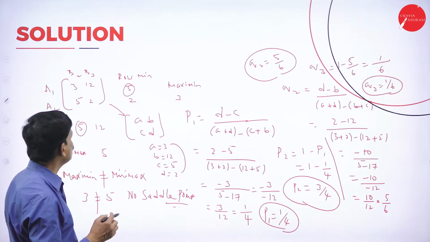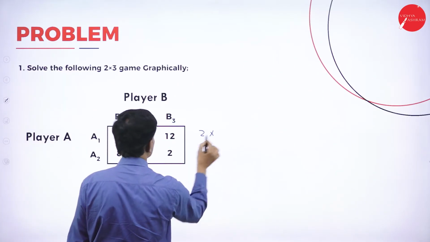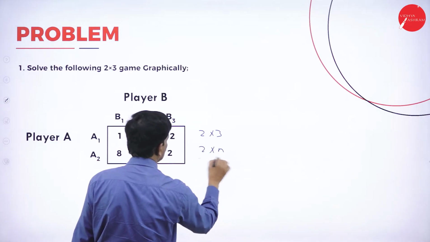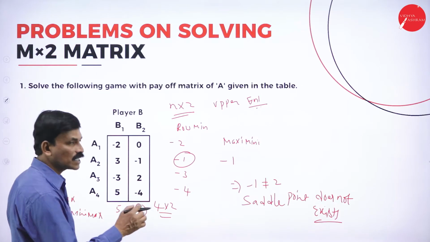The given problem is of the form 2 rows and 3 columns. So this is 2 into n, therefore we are going to consider the lower envelope first. Now let us write the graph.